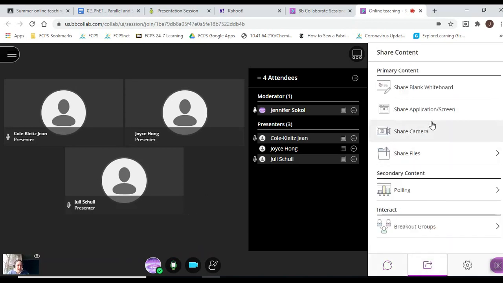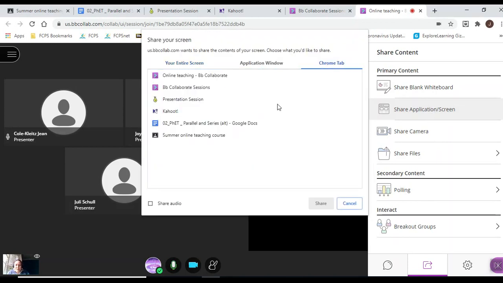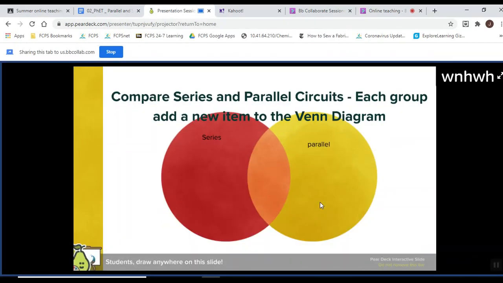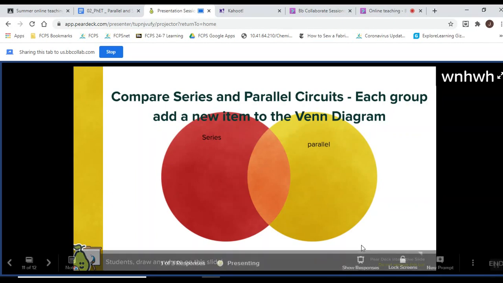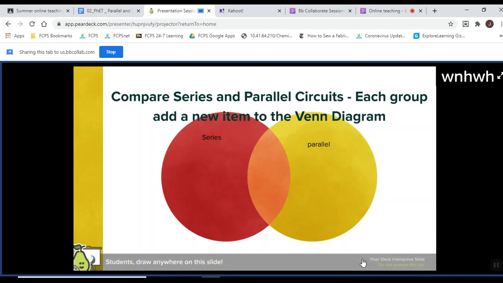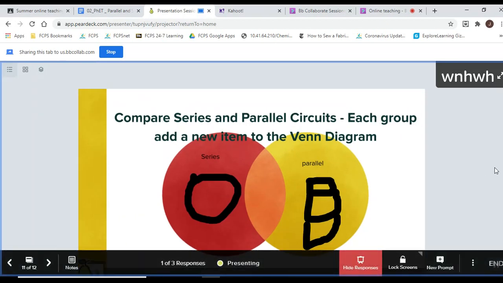So I'm going to go back to sharing our pair deck. We are almost finished, guys. Put in one thing, draw in one thing that you notice about series, parallel, or both. So you can like draw a series circuit or draw a parallel circuit or draw something that's in both of them. All right, good. I see a really good picture of a series and a good picture of parallel. Nice job.